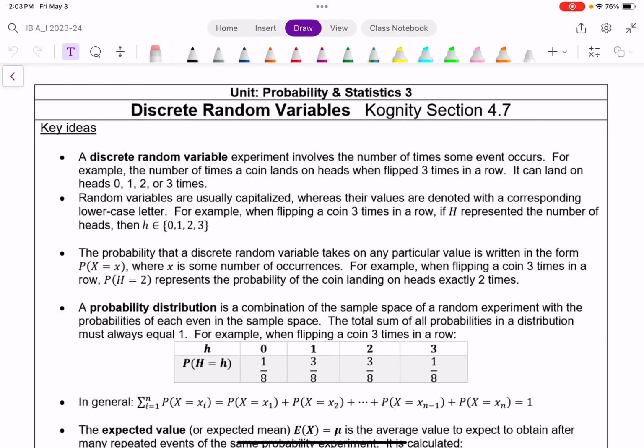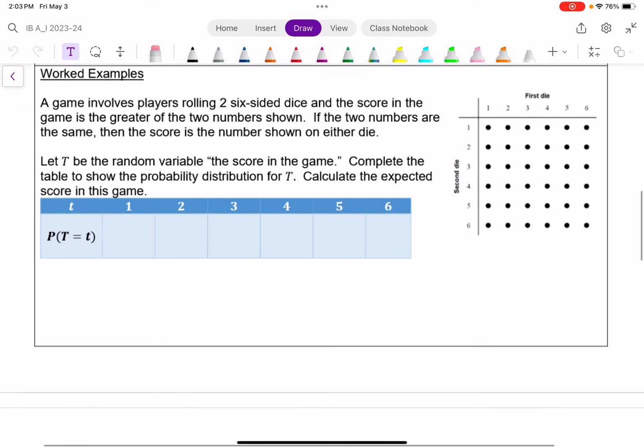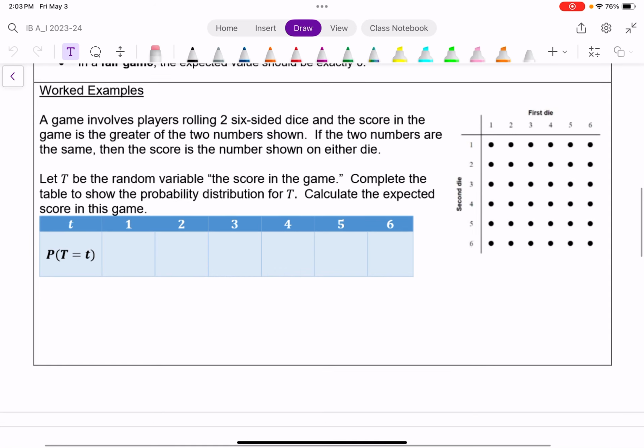All right, so looking at this lesson on discrete random variables, let's just get straight to this. We have a game that involves two players rolling a six-sided die, and the score in the game is the greater of the two numbers shown. For example, if you roll a 6 and a 5, your score is 6. If you roll a 2 and a 1, your score is 2. And if the two numbers are the same, then the score is just whatever's on either die.